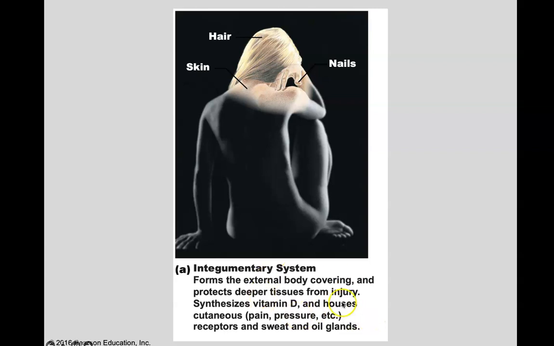Also, our integumentary system houses certain cutaneous receptors, things like pain receptors. If you touch a hot stove, thank goodness we have pain receptors in your skin that will say, hey, pull your hand away right away. Also pressure receptors, so that you can feel when someone's pushing on you. And then we also have glands, things like sweat and oil glands. Those sweat glands can help us maintain our body temperature by cooling us down, doing evaporative cooling and things like that.